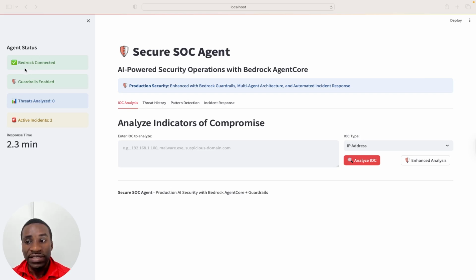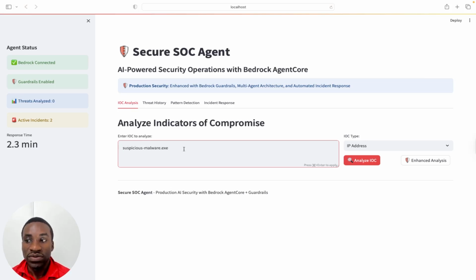And here we can see the status of Bedrock, if it's connected, if our guardrails are enabled, the threats analyzed, as well as some business metrics like response time that the app is able to give us. So first, let's analyze a suspicious file.